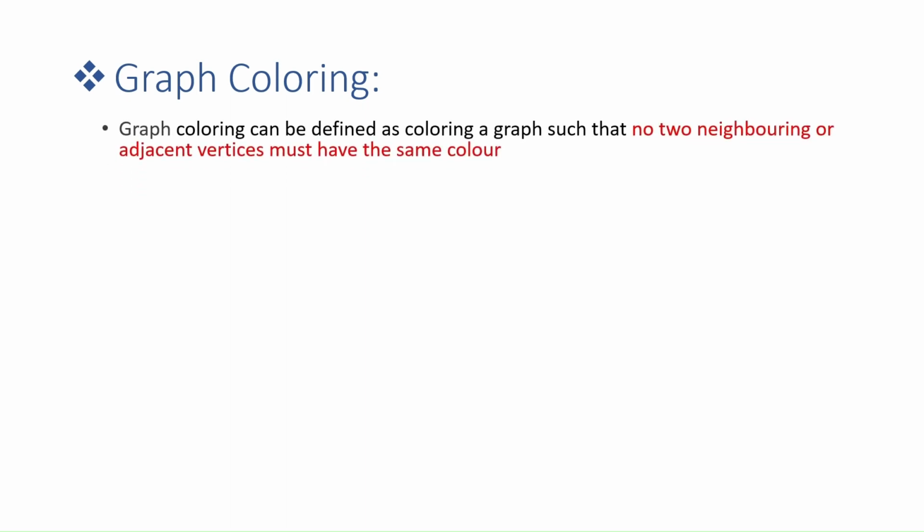Generally, we think that graph coloring is just coloring a graph with some colors, but here we have to consider a condition. So graph coloring is actually coloring a graph such that no two neighboring or adjacent vertices must have the same color. It means two neighboring or adjacent vertices must have different colors. For better understanding, take an example.